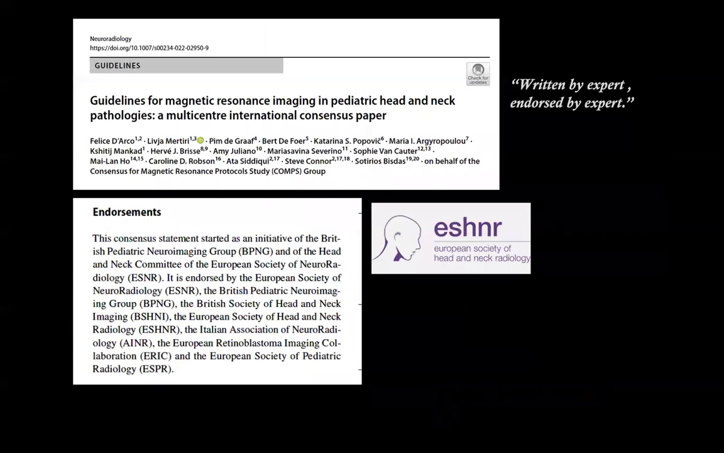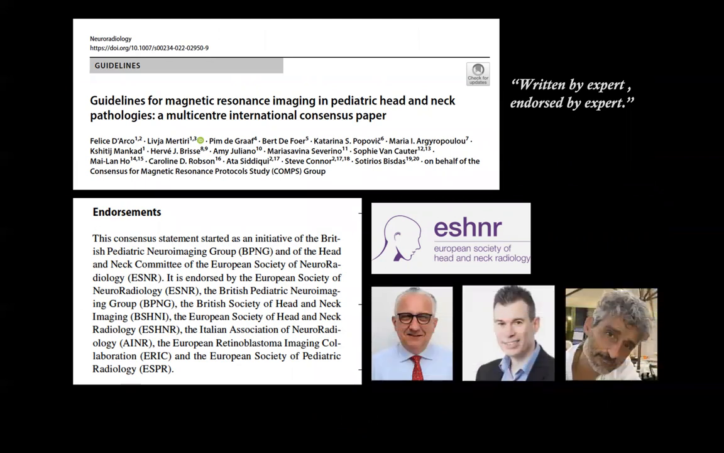And this is why, and I would like to thank the European Society of Head and Neck Radiology for endorsing this paper about magnetic resonance imaging in pediatric head and neck pathologies. So a consensus paper on how to do the protocol right. And in particular, I need to thank Bert De Foer, Stephen Connor, and Davide Farina for their input. They are co-authors or collaborators.